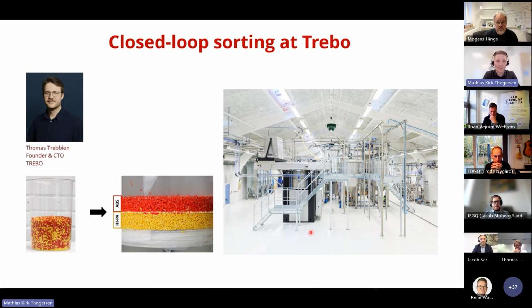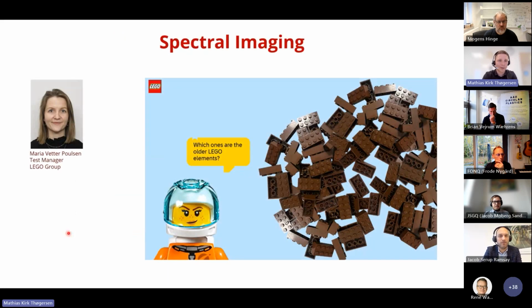We'll continue in the world of sorting with our next pre-recorded video. That's going to be from Maria Vetter Poulsen, who is a test manager in the Lego group. And she will show us some of the work that they have been doing on using spectral imaging to not only differentiate different plastic types, but actually differentiate different classes within the same plastic type.